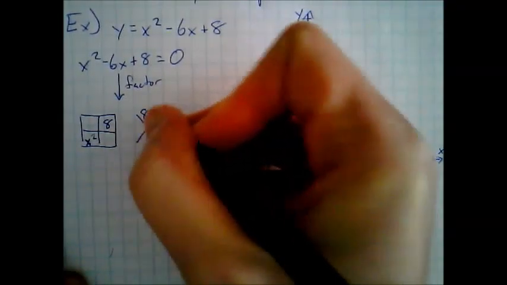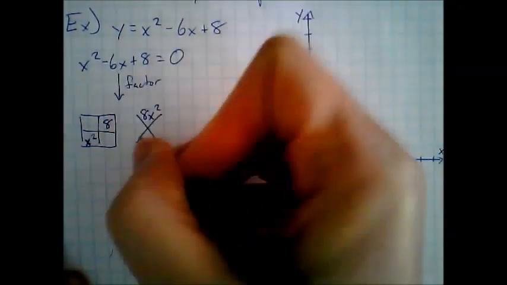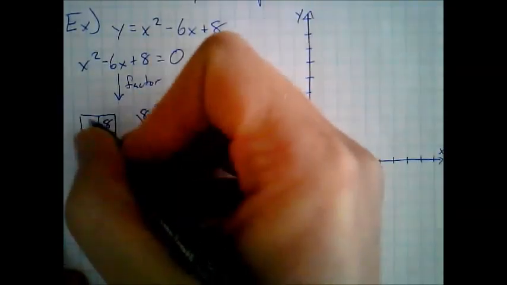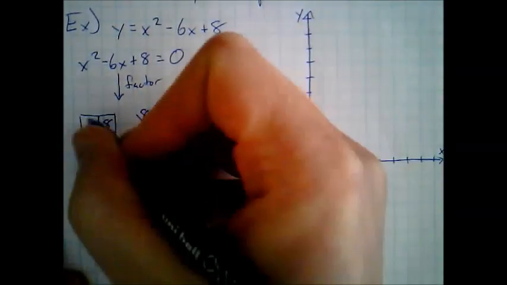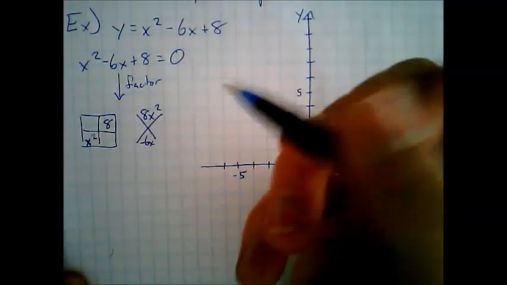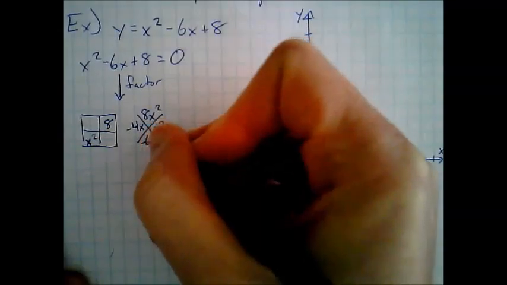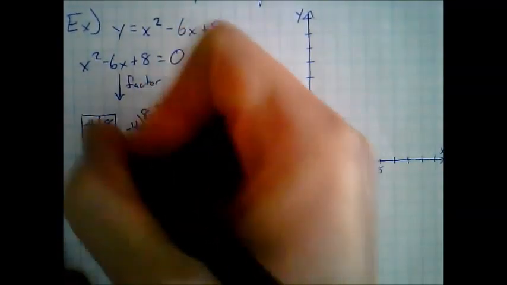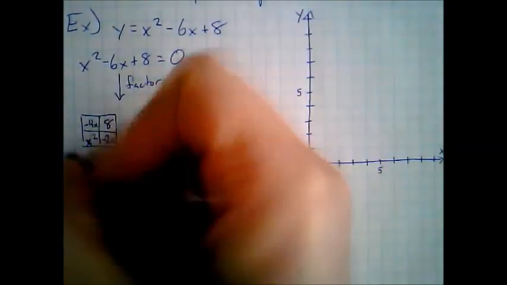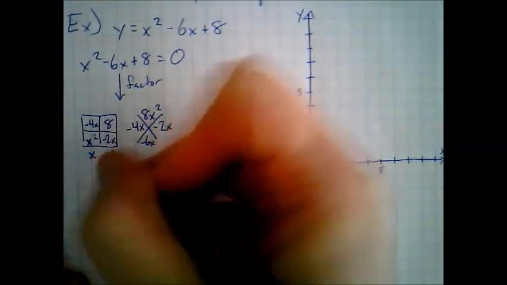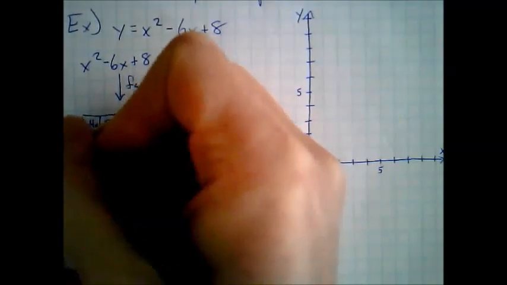We multiply x squared times 8, which is 8x squared, and negative 6x goes on the bottom. So we want two numbers that multiply to 8x squared, and combine to give us negative 6x. By now we're good at this, so this is negative 4x and negative 2x. We fill these back in the table, and we fill in the outside.